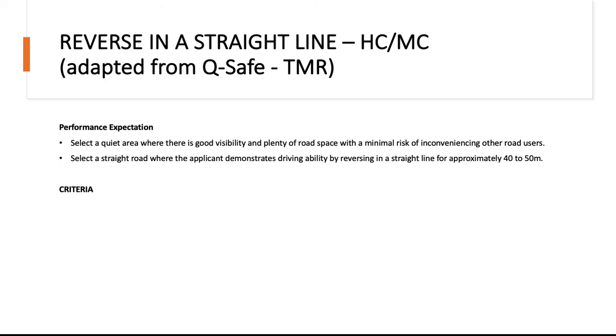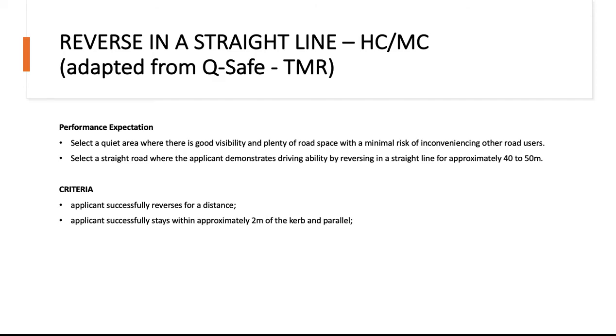Reversing in a straight line. This is relevant for classes HC and MC. Performance expectation. Select a quiet area where there is good visibility and plenty of road space with a minimal risk of inconveniencing other road users. Select a straight road where the applicant demonstrates driving ability by reversing in a straight line for approximately 40 to 50 meters. Criteria. Applicant successfully reverses for a distance.